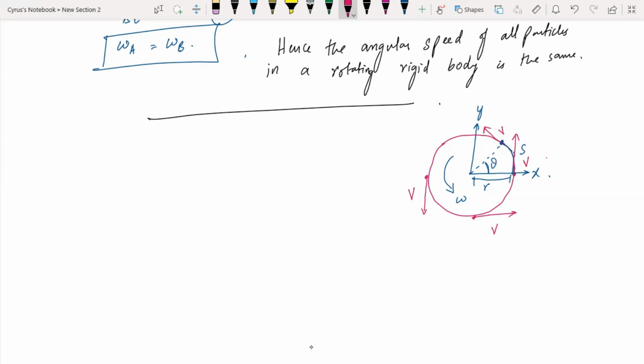This is the particle that is moving in a circle. This is the radius. This is the angle theta. V is here. We know this very well that theta is equal to s over r, and we also know that s is equal to r theta.